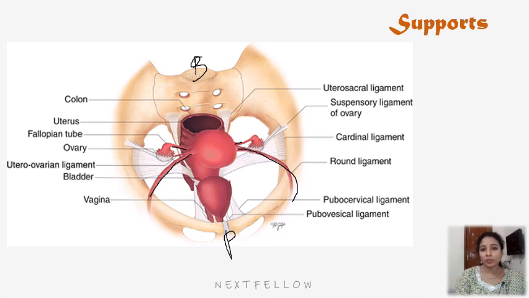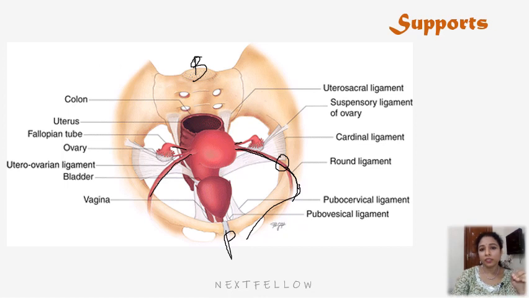The round ligaments of the uterus are a pair of fibromuscular bands which lie between the two layers of the broad ligament. It begins at the lateral angle of the uterus, passes forward and laterally between the two layers of the broad ligament. Then it enters the deep inguinal ring and comes out through the superficial inguinal ring.